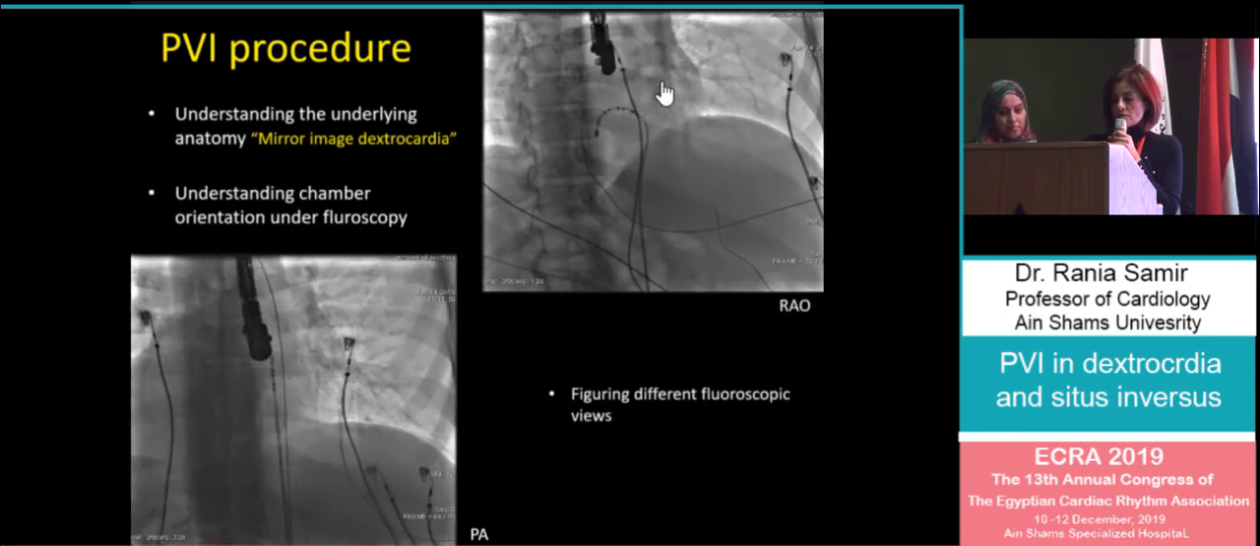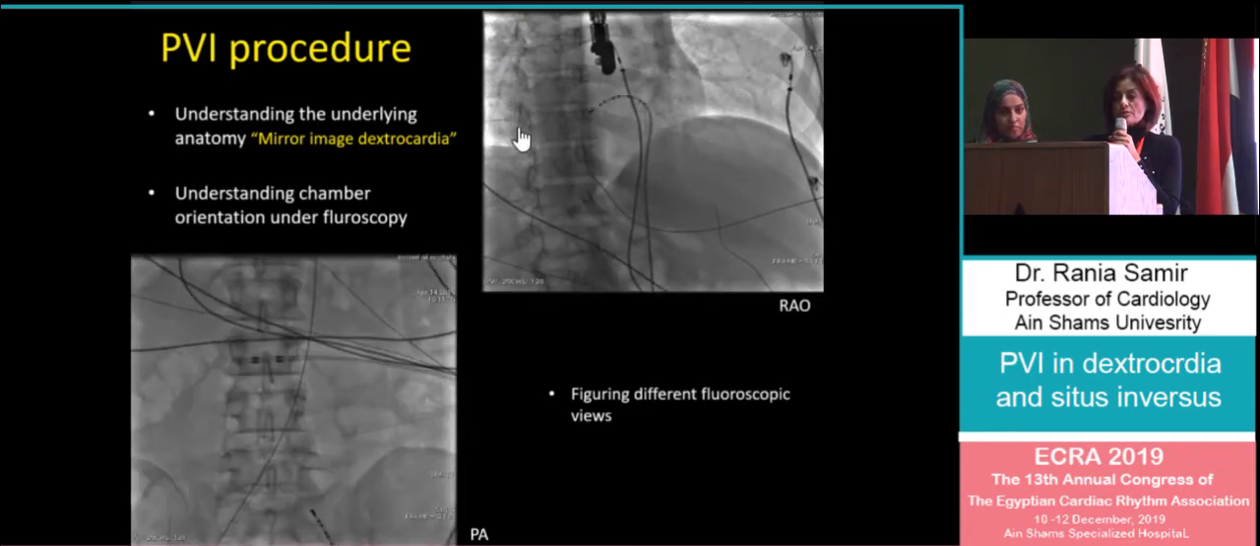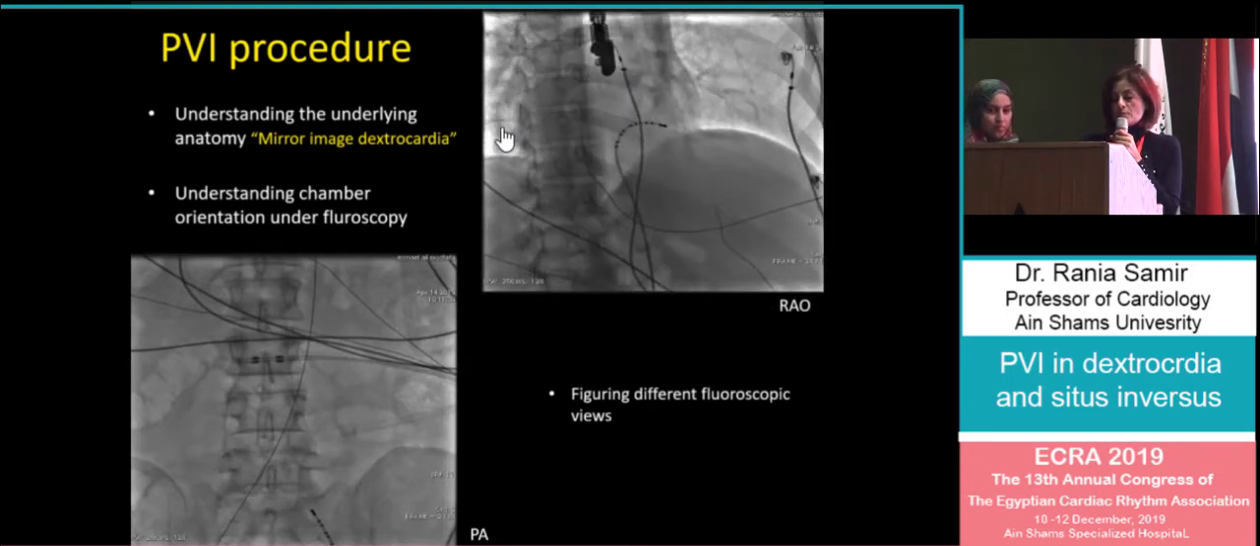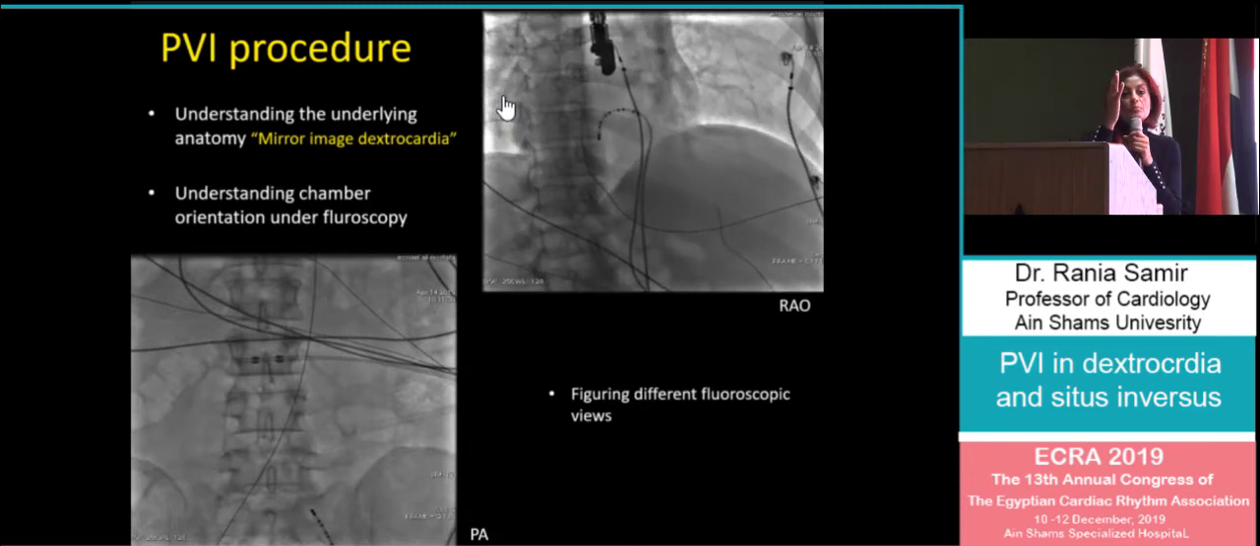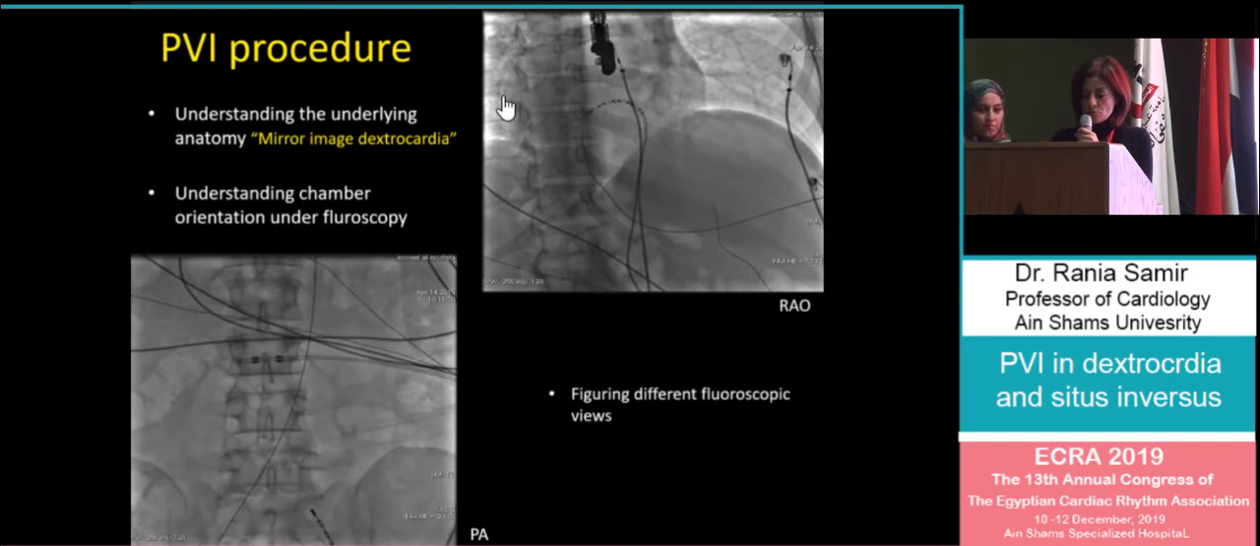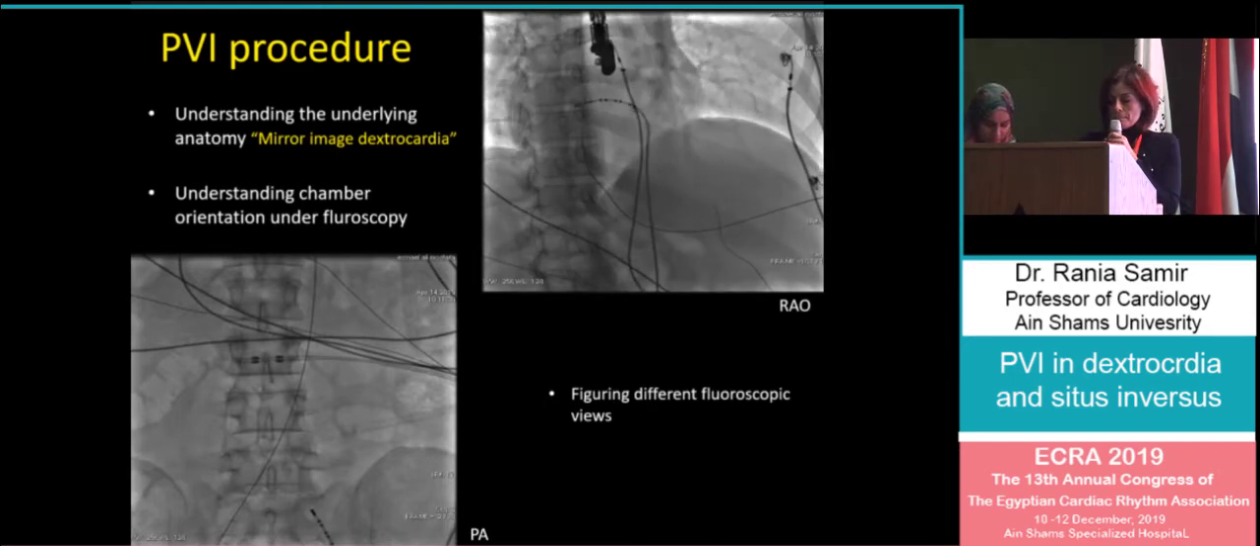Then this is the decapolar catheter going into the coronary sinus, which is now on the right side of the vertebral column. This is an RAO view, and you can see the tip of the coronary sinus is pointing towards the right-sided pulmonary veins, not the left-sided as we see in normal situations.